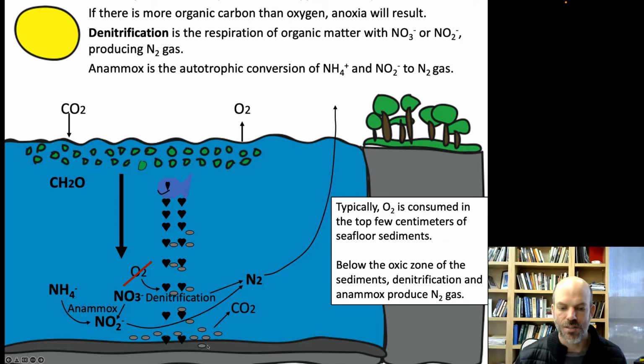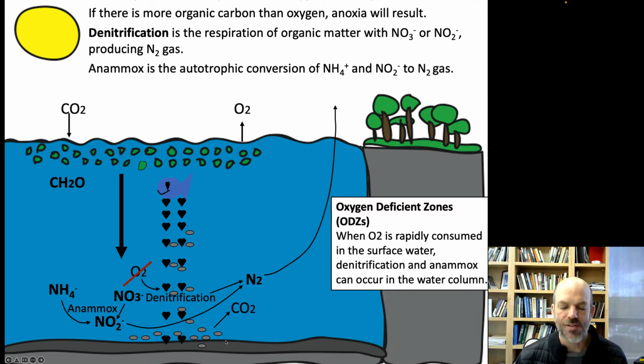And then once the oxygen is consumed, then you get denitrification and the other anaerobic pathways. But when you have enough organic matter and you have other conditions that allow the complete consumption of oxygen still in the water column, so the oxygen has already been depleted in the water before you even get all the way to the bottom, that is when you have the potential of having something that's called an oxygen deficient zone. So when oxygen is rapidly consumed in the surface water, then you get denitrification, anammox, occurring in the water column, whereas normally you would only get such anaerobic pathways occurring in the sediments.